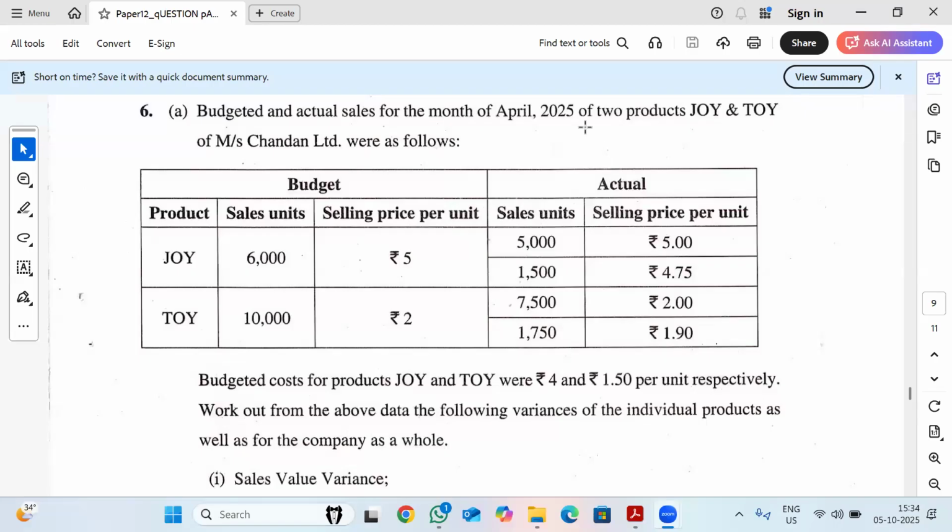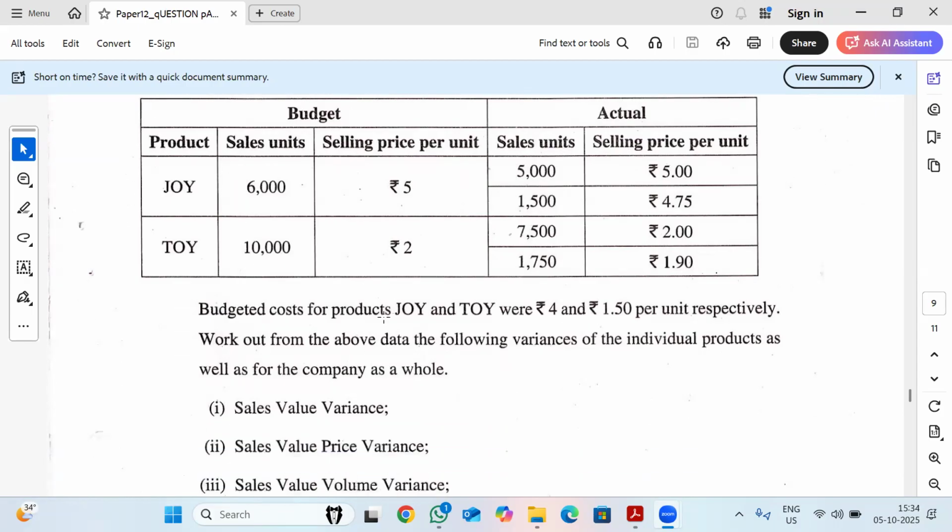So now we are going to discuss question number 68. Budgeted and actual sales for the month of April 2025 of two products, Joy and Toy, of Chandan Limited, were as follows. They have given two products, Joy and Toy. For that, we have budgeted units and selling price, and also we have actual selling price and sales units.